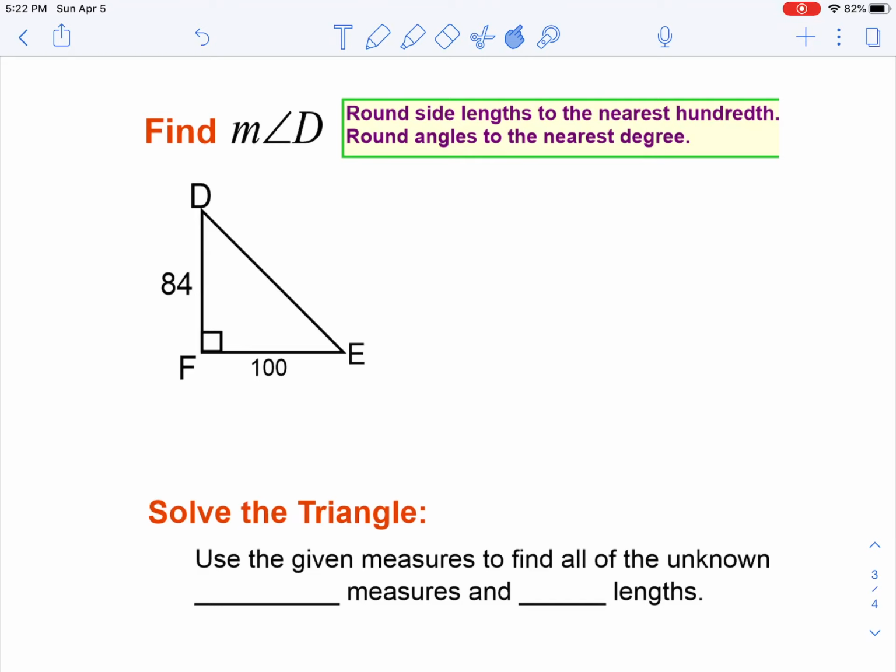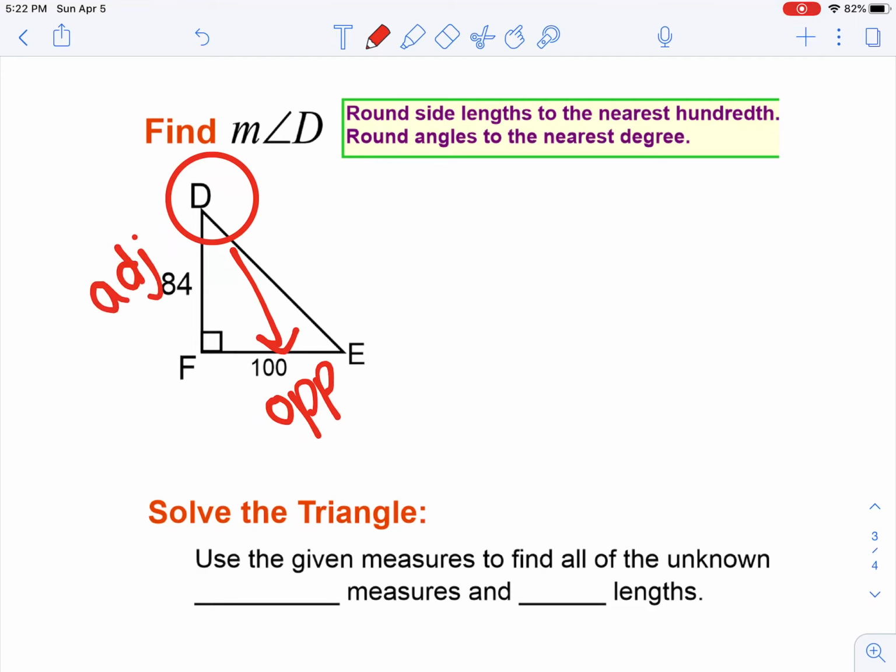Now let's do this example where we need to find the measure of angle D. We're going to round the side lengths to the nearest hundredth and round our angles to the nearest degree. Okay, so if we are going to find the measure of angle D, let's take a look at what we're given. So we have across from angle D our opposite side, which is 100. And then next to D, we have our adjacent side, which is 84.